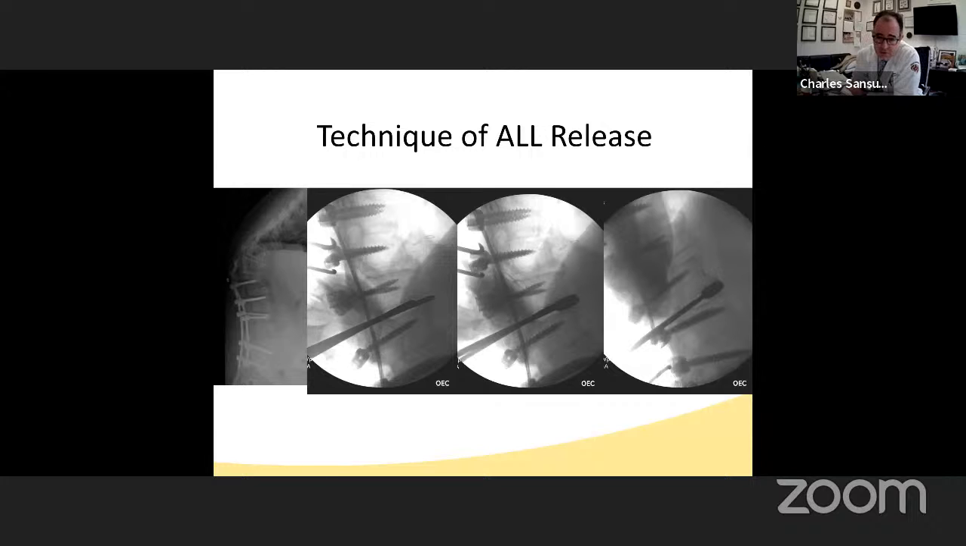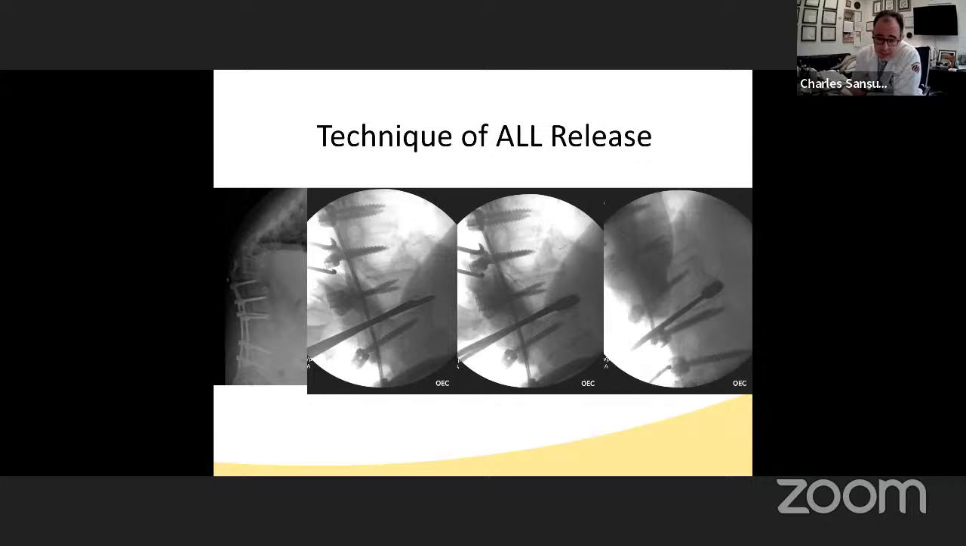And these are blunt instruments. So when you do pass through the ALL, it will either just gently dilate the ALL or break it. But it's important at all points to have a temporary rod in place so that you don't get translation.